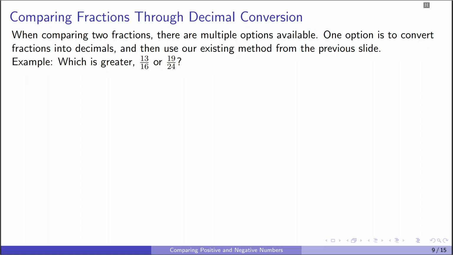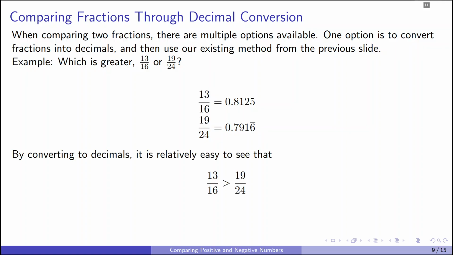For example, which is greater, 13 over 16 or 19 over 24? Well, if we turn 13 over 16 into a decimal, we get 0.8125. If we turn 19 over 24 into a decimal, we get 0.791, and then that 6 starts repeating. Converting into decimals, 8 is greater than 7. That top number is greater than the bottom number, so 13 over 16 is greater than 19 over 24.